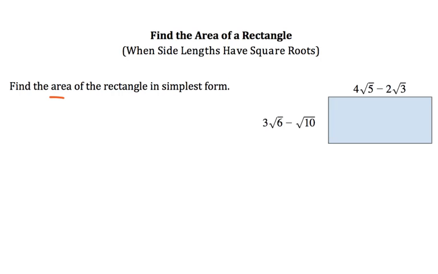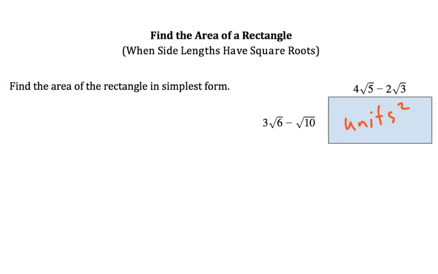So find the area of the rectangle in simplest form. And if I look at this, it's things with radicals. And clearly this is labeling that side. Clearly this is labeling the top. And since there's no units, we're just going to end up saying something by the end of this like units squared, since this is an area problem.